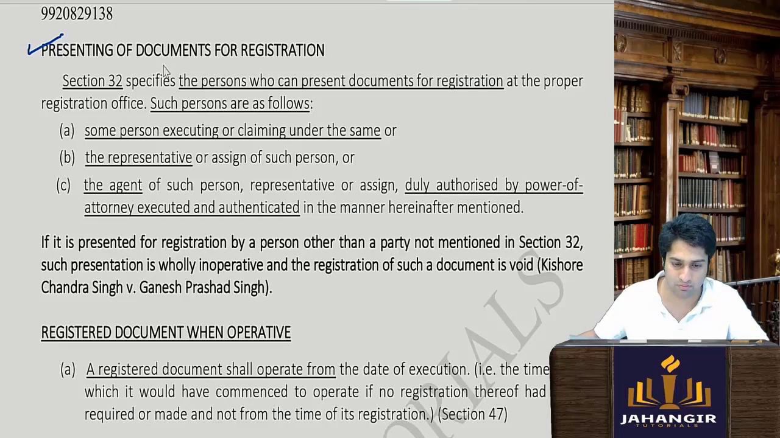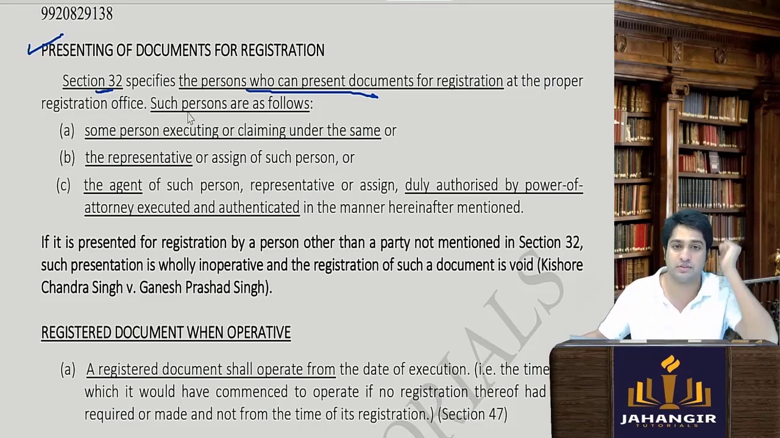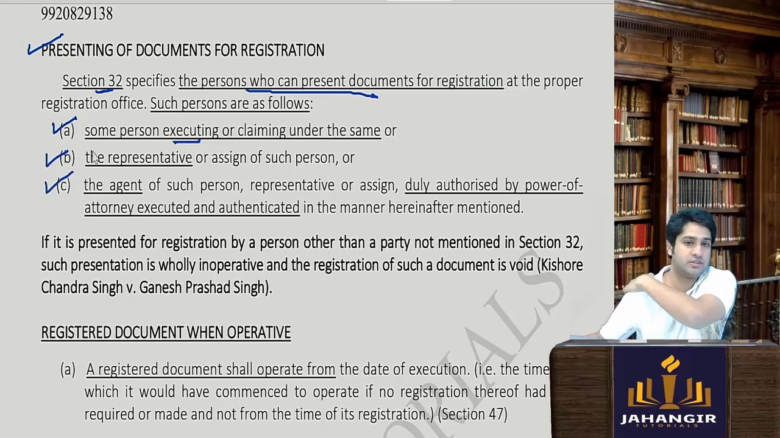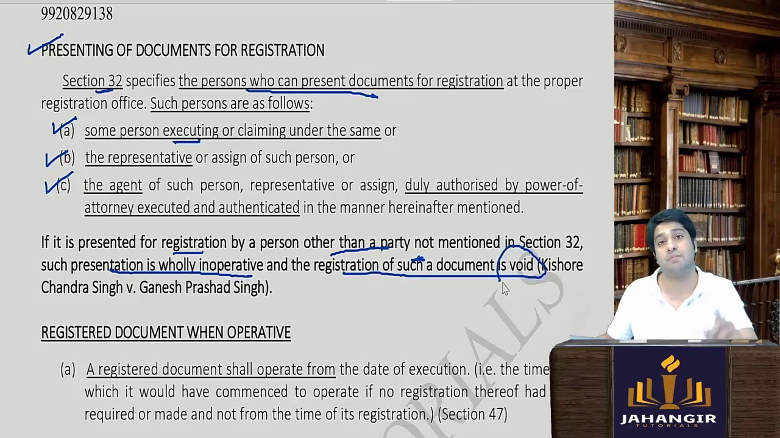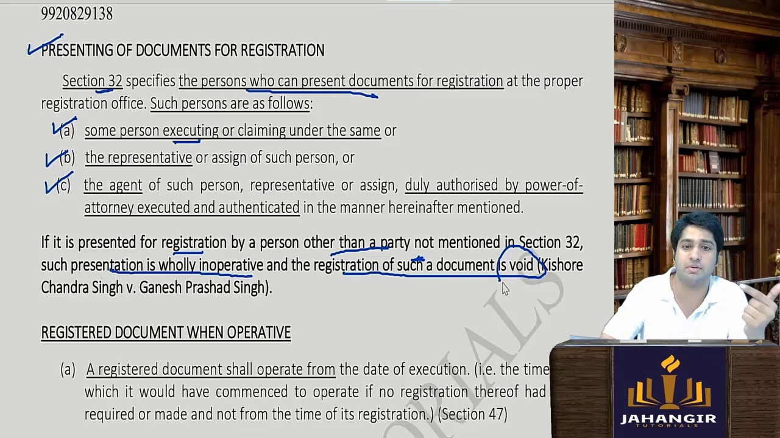Presentation of the document. Who is the correct person who can come for a presentation of the document? Section 23 specifies the person who can come to present the document for registration at the office, registration office. कौन कौन जा सकता है? Common sense है. Parties, the people who are executing, जो sign कर रहे वो, उनके रिप्रेजेंटेटिव या उनके एजेंट्स. If presented for registration by a person other than party not mentioned under 30, then such presentation is wholly inoperative and the registration of document is void. So the right person should come forward for registration, either the executants, signatories, their representatives or their agents.